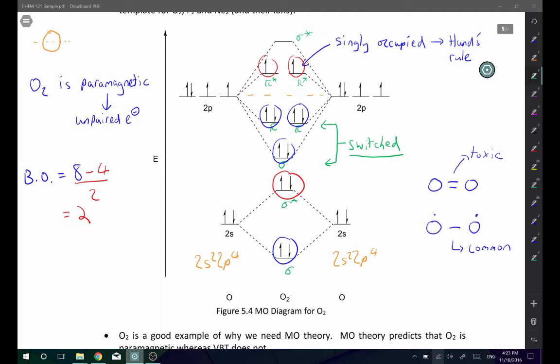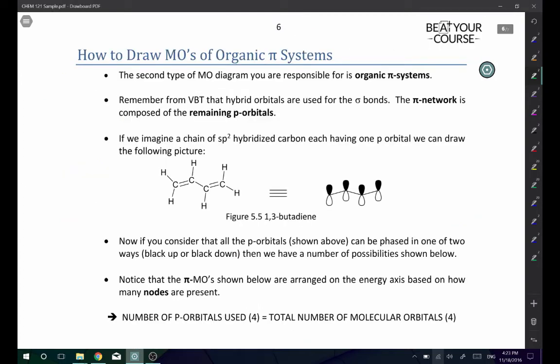Now on to something a little trickier. We're going to start talking about molecular orbitals for organic pi systems. We need to remind ourselves what a pi system is. Now the pi system is made up of leftover p orbitals, and for this you have to go back to valence bond theory. So for example, we need to look at sp2 orbitals. Where do sp2 orbitals come from? They come from the combination of 1s and 1p and 1p.